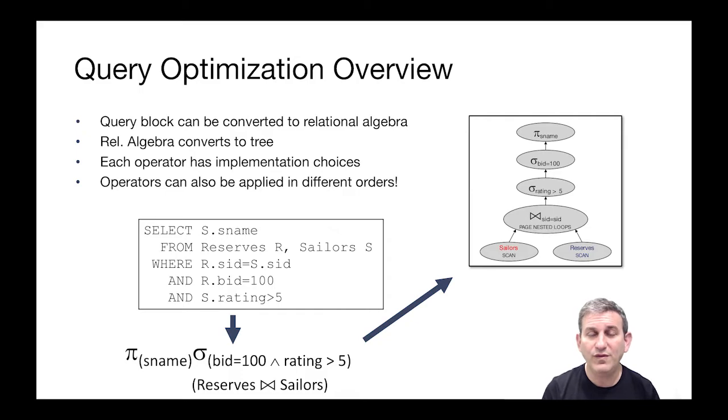Okay, so the overview of the cost-based optimizer, of the core of query optimization, you can think of like this. The query block can be converted into a relational algebra representation, which is like a tree, as we saw before. And then in that tree, each operator has some implementation choices. For instance, a join operator can be implemented with one of a number of join algorithms. Also, as we know, the operators can be applied in different orders, and we'll talk about that quite a bit. So we can reorder the tree in different ways.